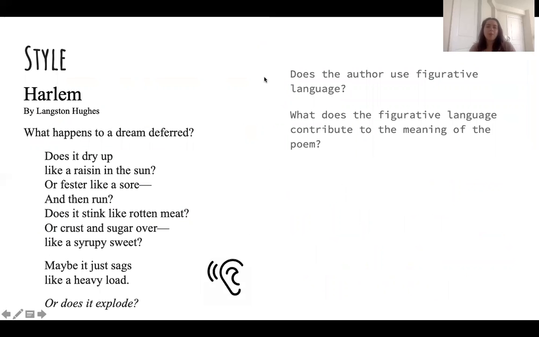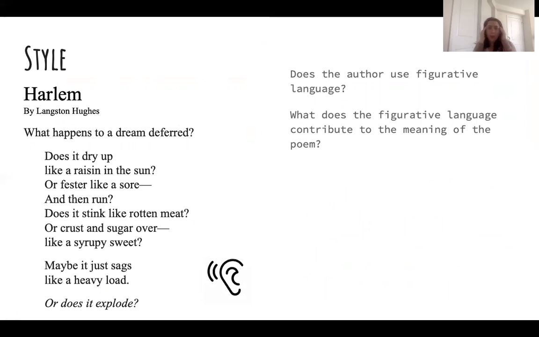All right, now we can talk about style for Harlem. So my first question is, does the author use figurative language? We just talked about my 4 types of figurative language. The kind that Langston Hughes really uses over and over again in this poem, there's one kind that he uses repeatedly throughout the poem. I want you to make a guess just in your head.